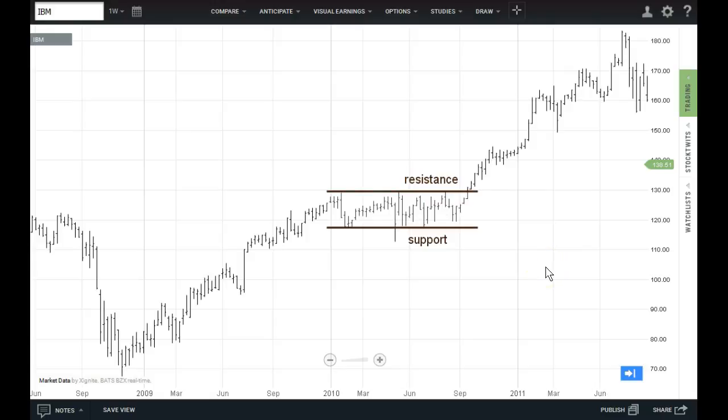And if we had looked at some indicators such as stochastics, we probably would have seen it go high to low, until finally it stayed high at the breakout. So let's move on to the next chart.